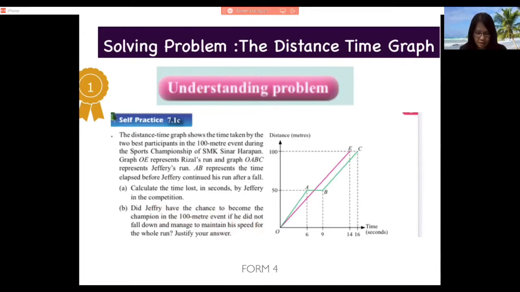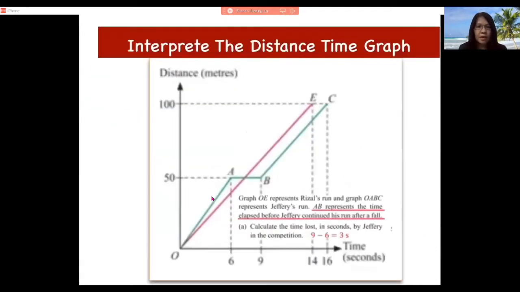By looking at the graph here, the green one is Jeffrey and the pink one is Reszul. Graph OE represents Reszul's run and graph OABC represents Jeffrey's run. AB represents the time elapsed before Jeffrey continued his run after a fall. So calculate the time lost in seconds by Jeffrey in the competition. This is quite easy, as I just discussed.